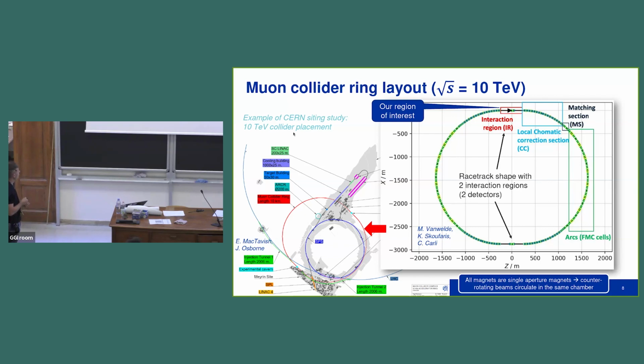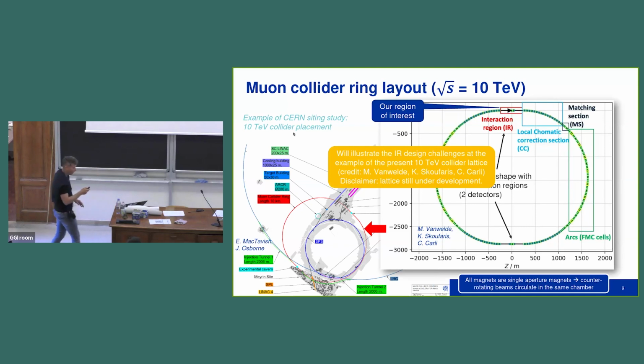Here in red, you can see once more the footprint of the 10 TeV, 10 kilometer collider. This is for the example of a certain siting study. There's also a siting study for Fermilab. And just to say here that this is the LHC ring, circumference of 27 kilometers, which would house a rapid cycling synchrotron.